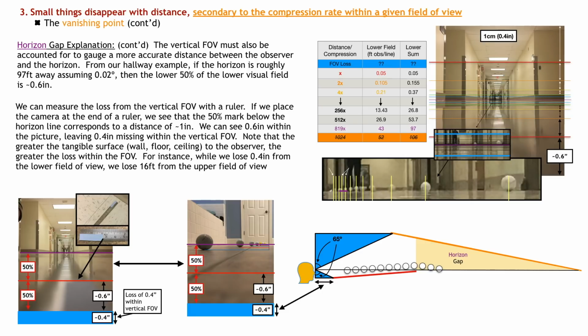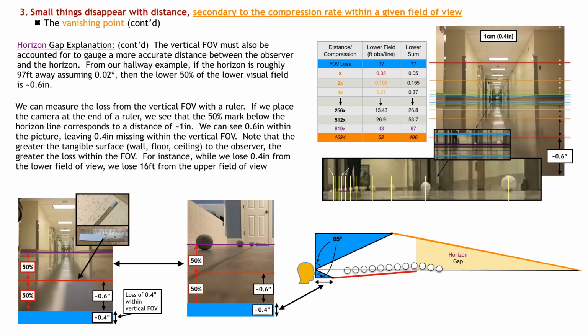So I'll just kind of reiterate what I wrote here. We can measure the loss from the vertical field of view with a ruler. If we place the camera at the end of a ruler, we see that 50% mark below the horizon line, again that lower 1/4 of vision, corresponds to a distance of roughly 1 inch as far as this total actual distance away from the camera. We can see 0.6 inch within the picture, leaving 0.4 inch missing within the vertical field of view.